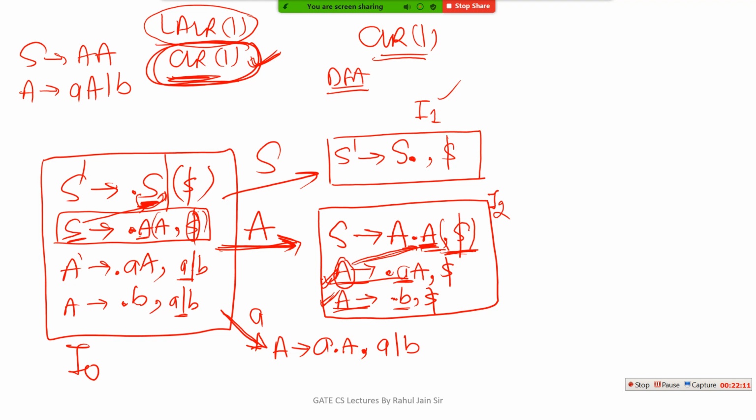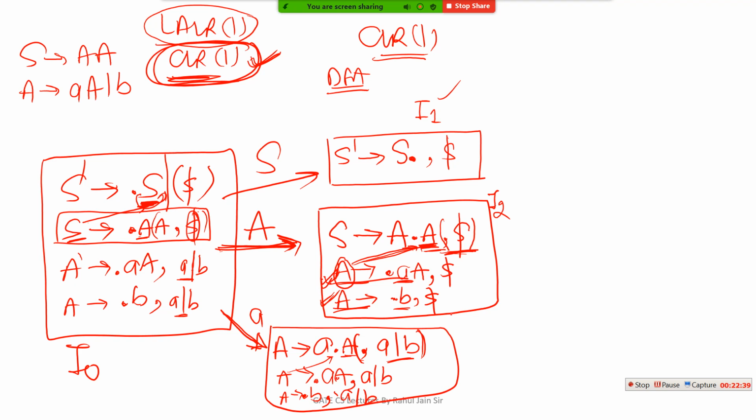But while doing closure of A, what is closure of A? A dot AA and A is dot B. While doing closure, look ahead gets changed, because look ahead depends on the previous step. What is first of the remaining one? AB. So look ahead of this would remain as it is, AB and AB. It is my state 3, I3.